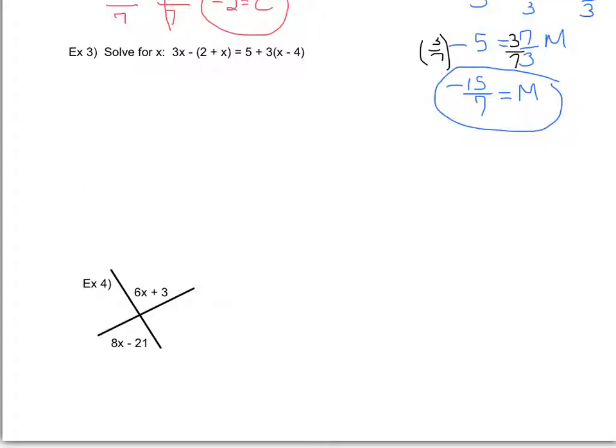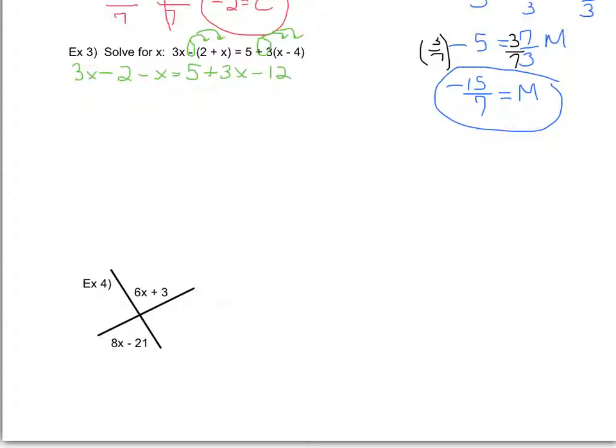So the first thing I'm going to do is get rid of parentheses by distributing. So I'm going to distribute this minus sign in. I'm also going to distribute a plus 3 in, giving me 3x minus 2 minus x equals, the 5 drops down, positive 3x, negative 12 after distributing.